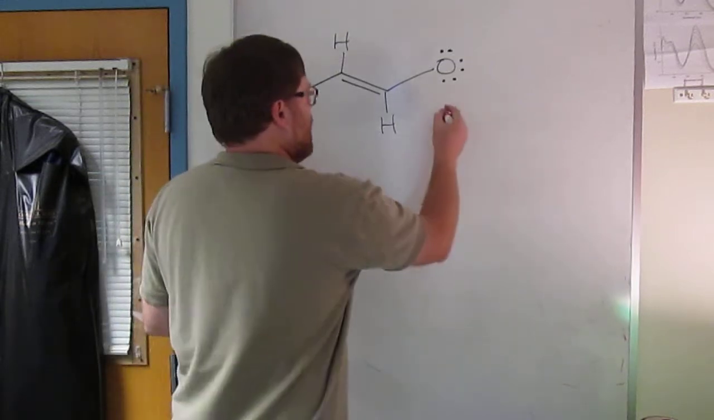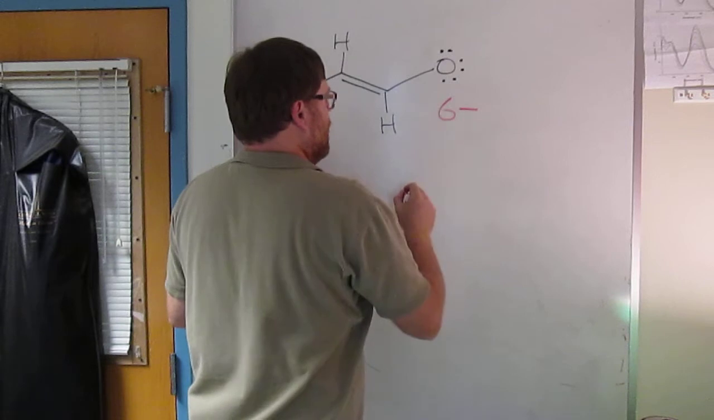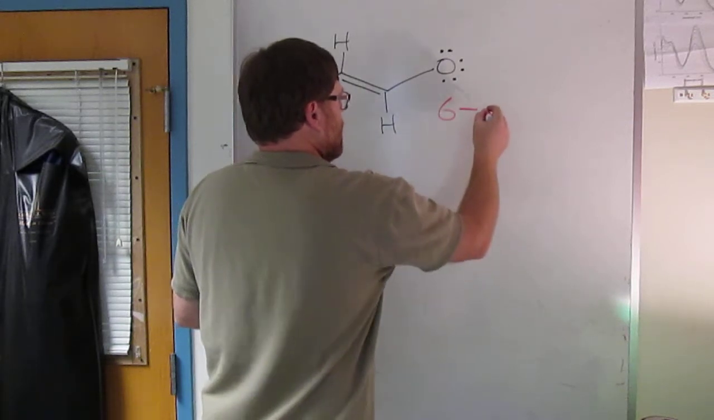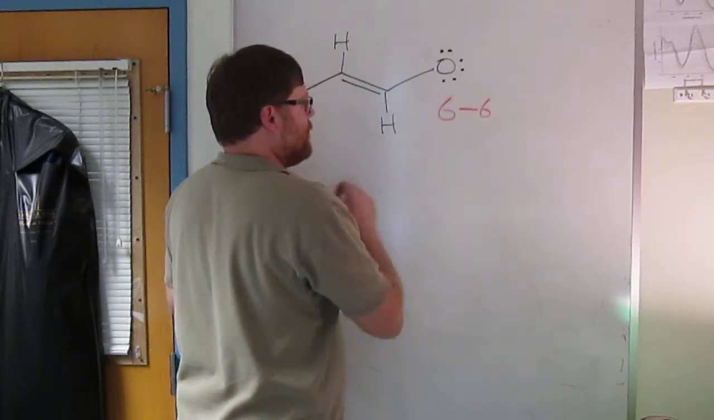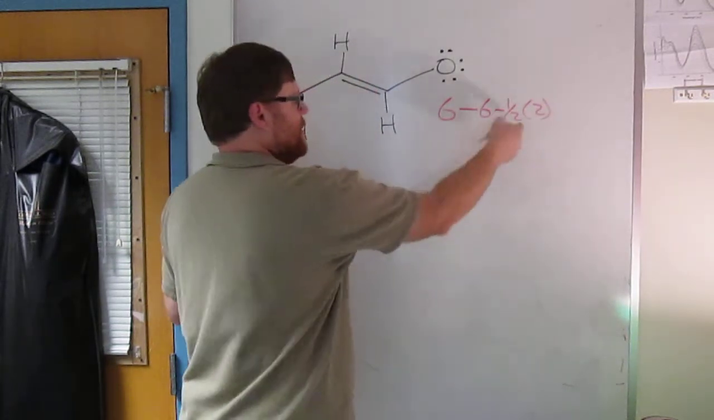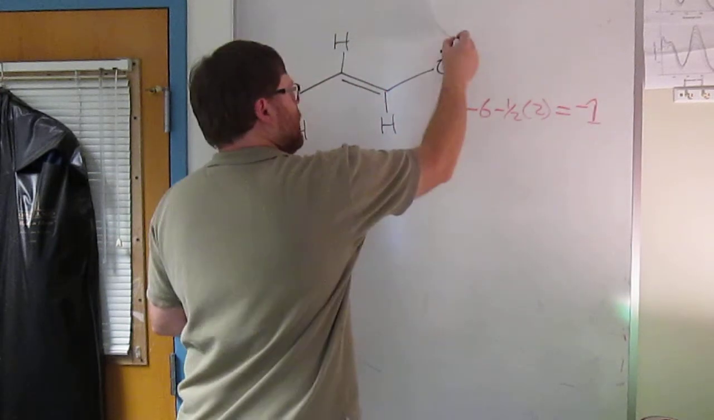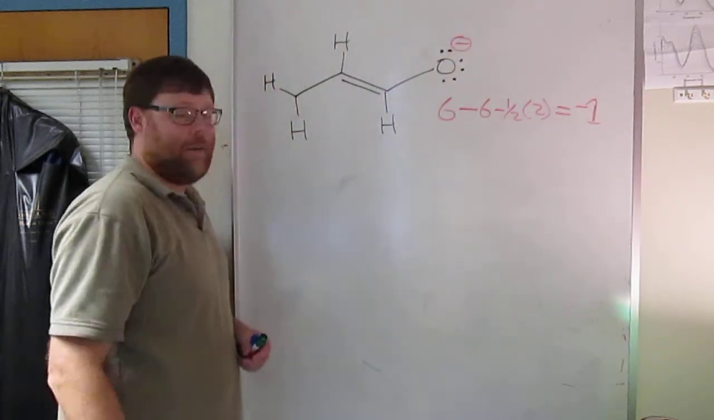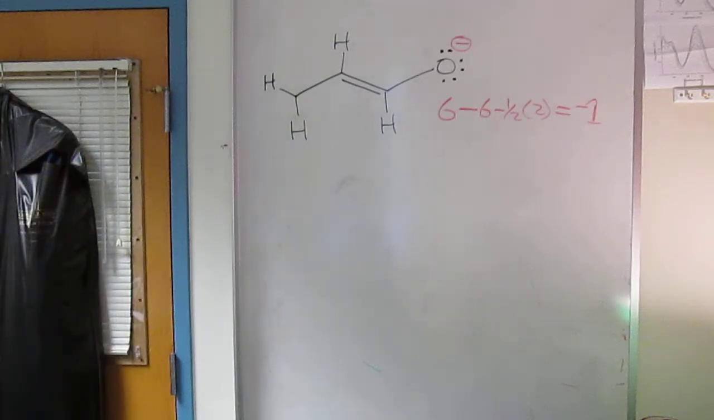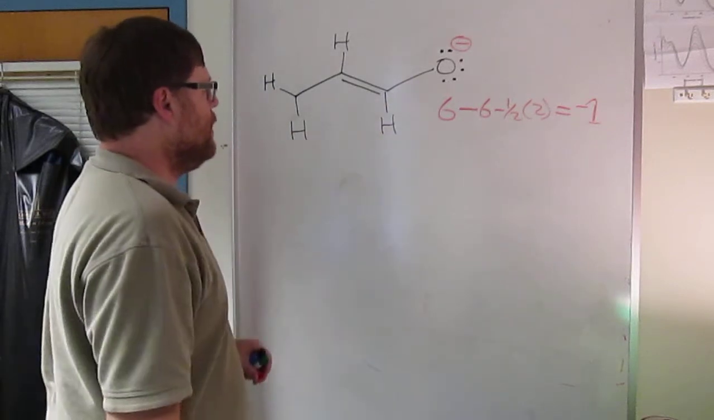So you can also calculate that using the equation. 6 valence electrons minus 6 lone pair electrons minus half of 2 shared electrons. 6 minus 6 minus 1. This has a charge of -1, and so we can draw in a charge there. I'm going to check and see if this looks okay. Yeah, you should be able to read that. Okay, so the oxygen has a charge of -1.